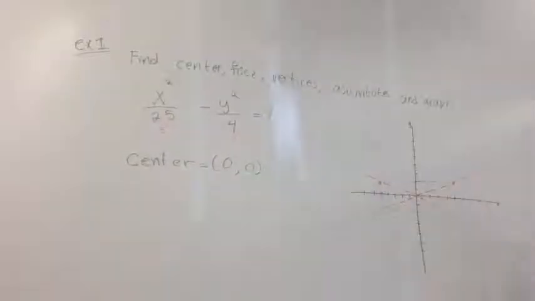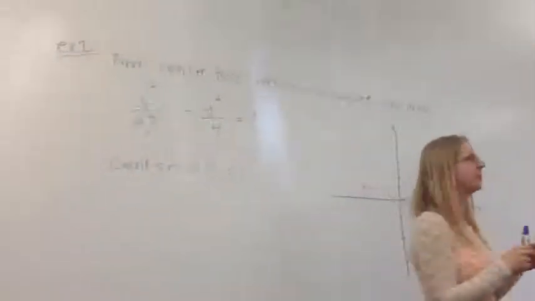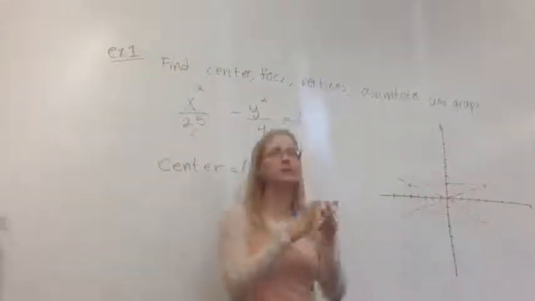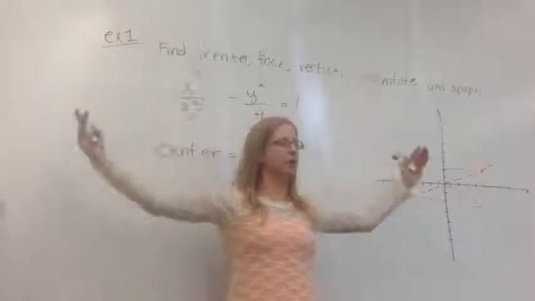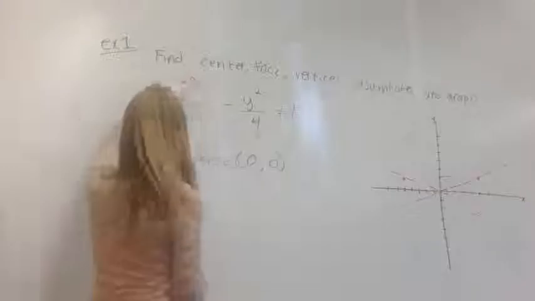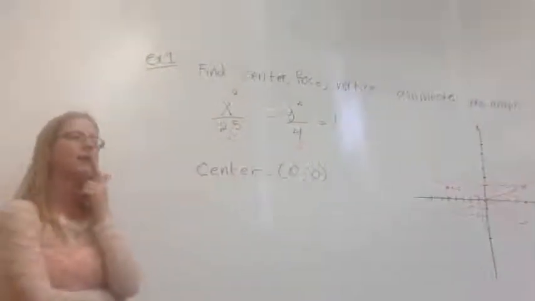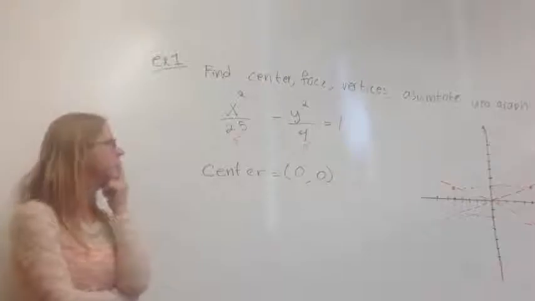Next thing we got to do is actually graph the hyperbola. So to actually graph that hyperbola, we need to figure out if this is going to be transverse horizontal or transverse vertical. So what do you guys think? Take a look at my original equation. Horizontal. Why is it horizontal?